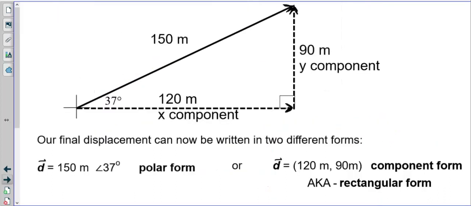So keep in mind, a reminder from the last video: this vector here that's in front of you can be represented in polar format, which is just the magnitude of the hypotenuse at some angle. In this case, it's 37 degrees. Or you can represent it in terms of its x value, comma, y value. That would be your component form, aka rectangular format.